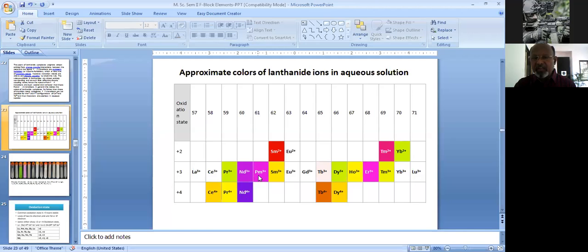Promethium +3 is pink in color, samarium +3, as we have just discussed, is yellow in color, and europium, gadolinium and terbium in +3 oxidation state are colorless. Then dysprosium, atomic number 66, in +3 oxidation state is yellow in color, while dysprosium in higher oxidation state is somewhat dark yellow in color. Terbium +4 is somewhat faint brown in color, while +3 oxidation state of terbium is colorless. Now holmium +3 is yellow, erbium +3 is again pink in color, thulium +3 is pink in color. So these are the elements.